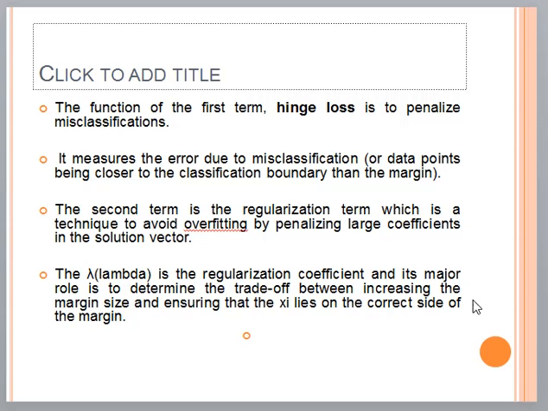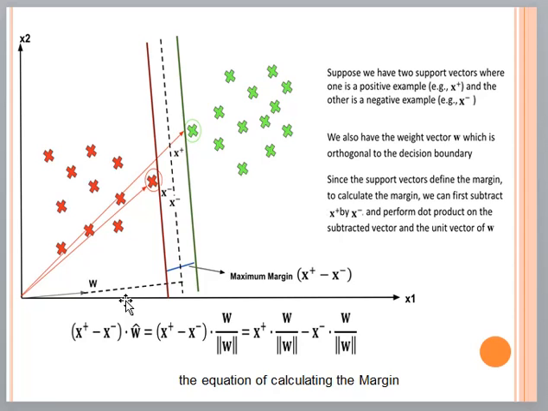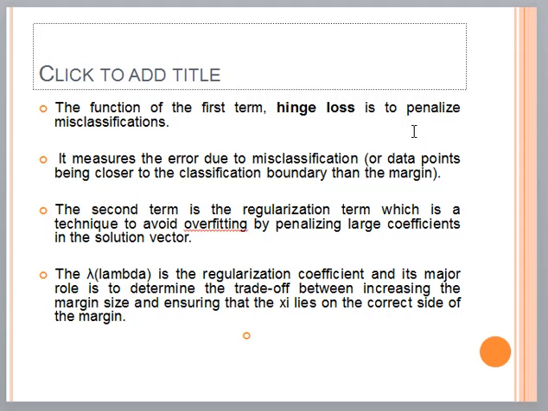The first term is a hinge loss function, and it helps to penalize the misclassification, because if we are penalizing the misclassification, then over a period of time we are basically reducing it. It measures the error due to misclassification. So the purpose of this loss function is to determine the error which occurs due to the misclassification. And here misclassifications are the data points which are closer to the classification boundary than the margin. So we are treating them as misclassifications here.